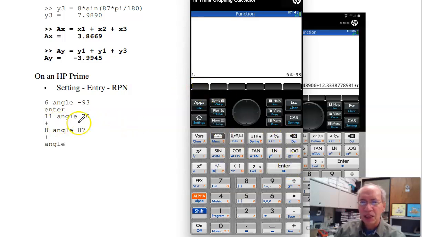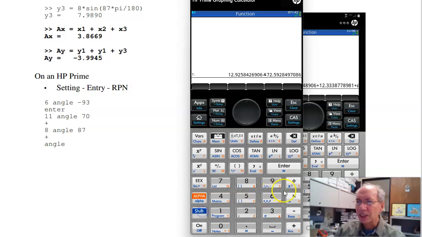Enter. Add it to 11 at 70 degrees. 11, angle, 70. Add those. Plus 8 at 87 degrees. 8, add an angle of 87. Add. Voila, here's my answer. So it's 12.9 at 72 degrees.